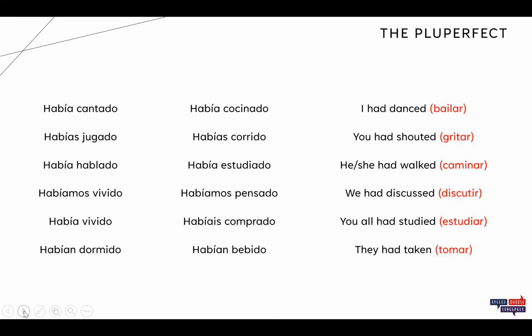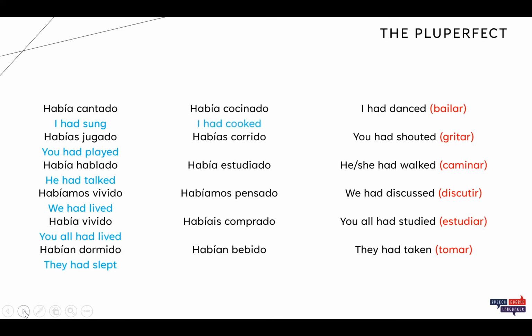Can we say, había cantado? Habías jugado. Había hablado. Habíamos vivido. Había vivido. Habían dormido. Había cocinado. Habías corrido. Había estudiado. Habíamos pensado. Habíais comprado. And habían bebido.